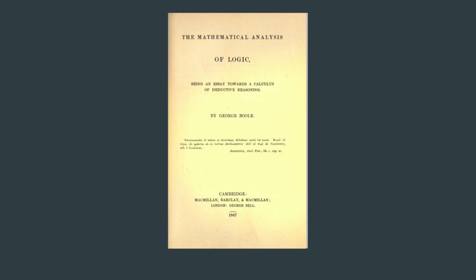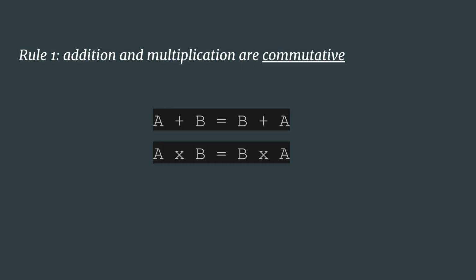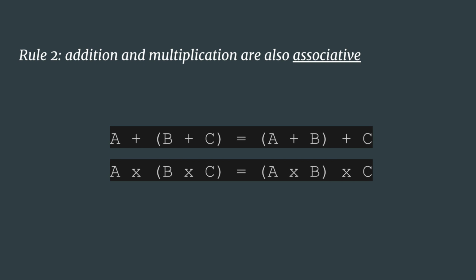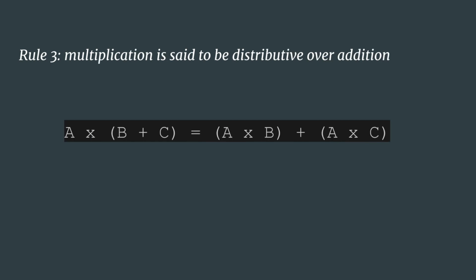There are a few fundamental rules in Boolean algebra. Let's take a quick look. Rule number 1, addition and multiplication are commutative. For example, A and B is the same as B and A. Rule number 2, addition and multiplication are also associative as below. Rule number 3, multiplication is said to be distributive over addition like below.